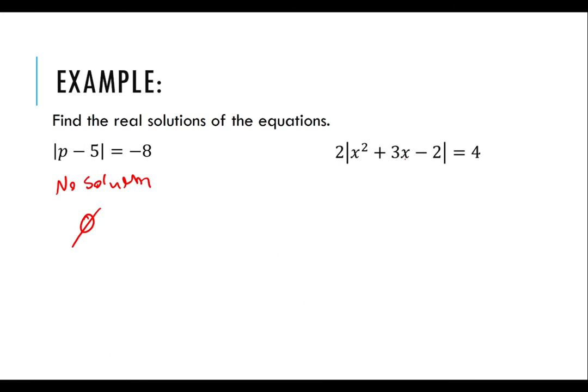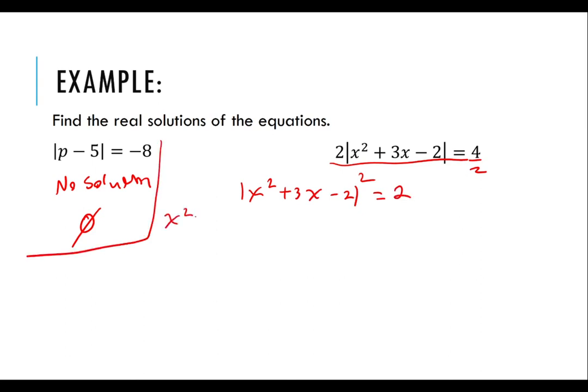Here I see that the absolute value is not isolated, so I need to divide both sides by 2. Then we get that this is the absolute value of x squared plus 3x minus 2 is equal to 2. So then we need to break it into two cases. That's going to be x squared plus 3x minus 2 is equal to positive 2, or x squared plus 3x minus 2 is equal to negative 2.